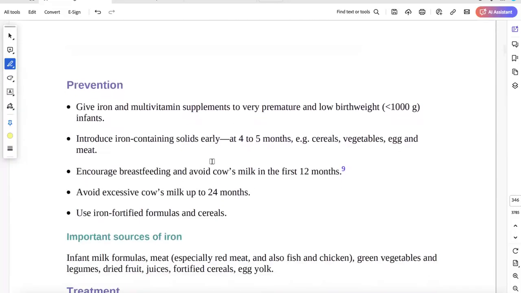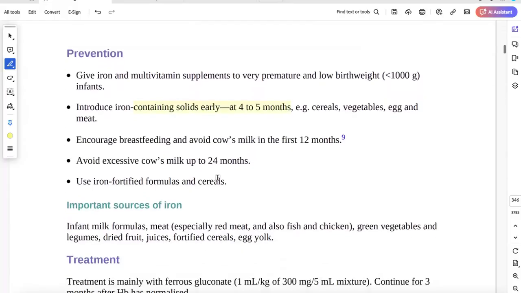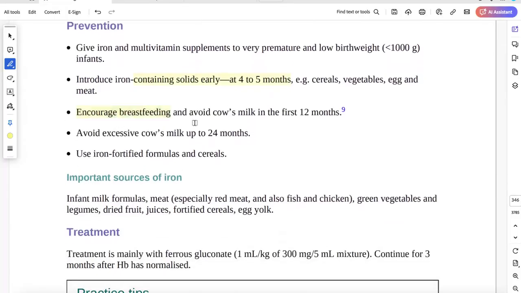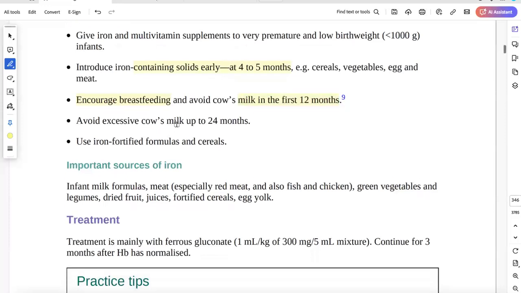So for these patients, again, you need to introduce the iron containing solid even at 4 to 5 months. Encourage breastfeeding. Avoid cow's milk in the first 12 months. Avoid excessive cow's milk up to 2 years. Use iron fortified formula and cereals.